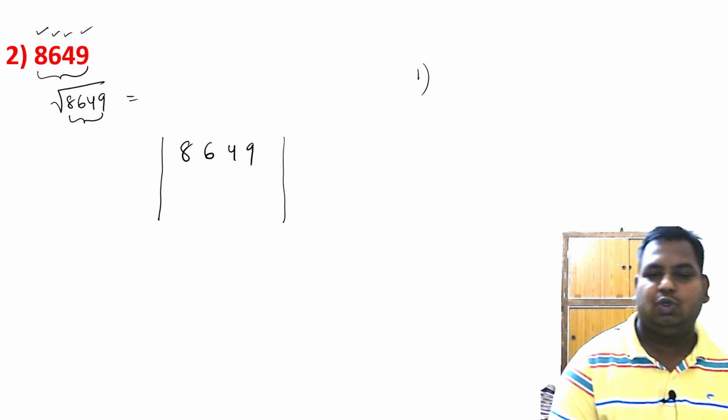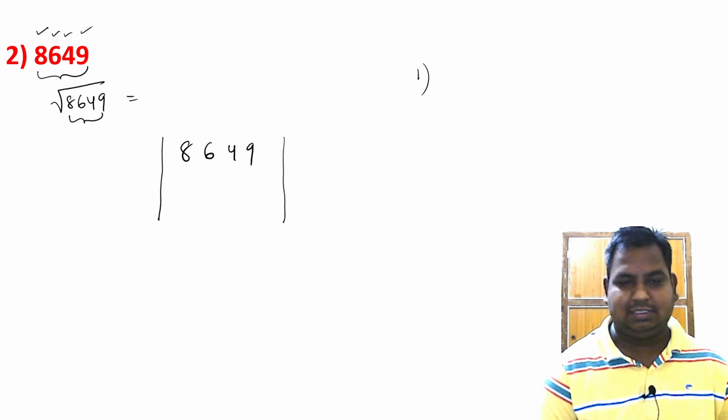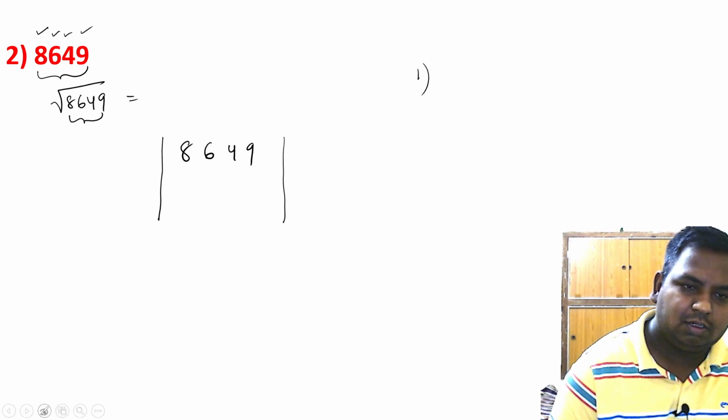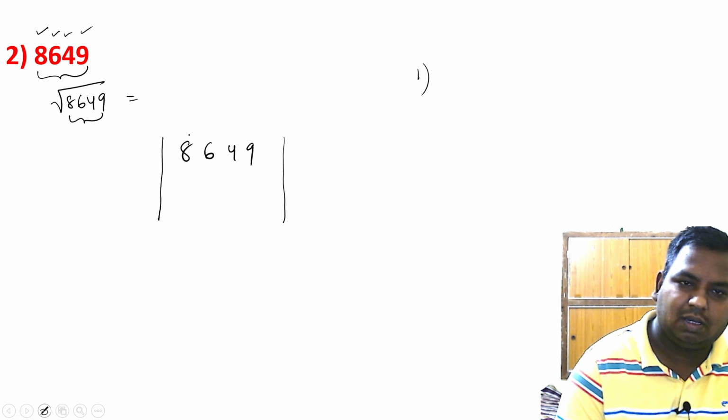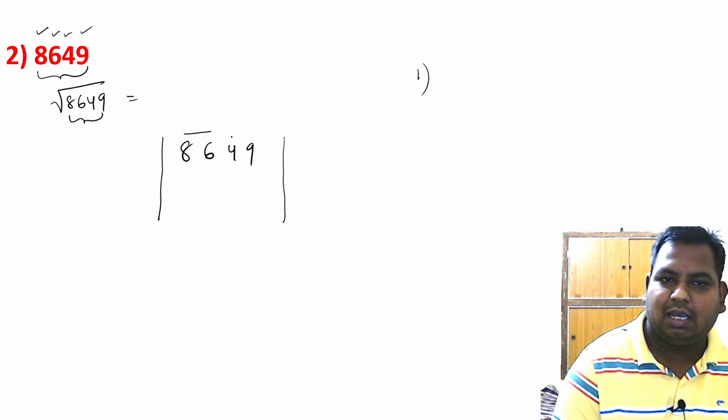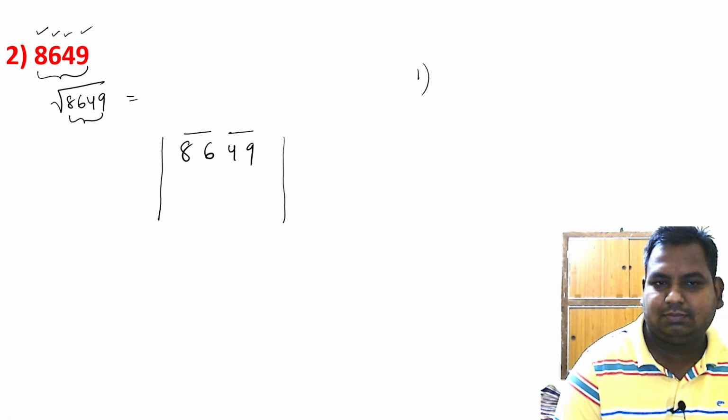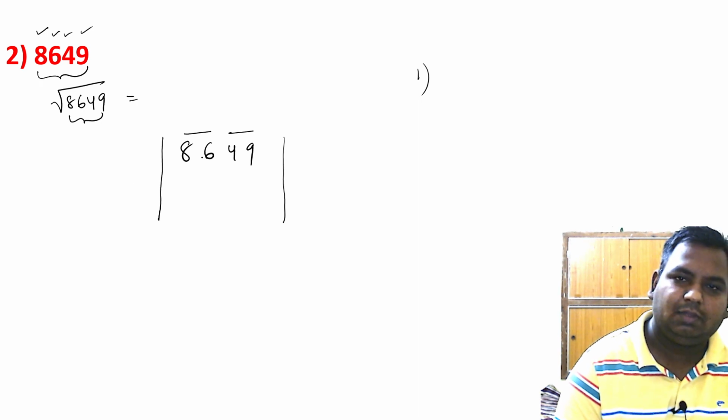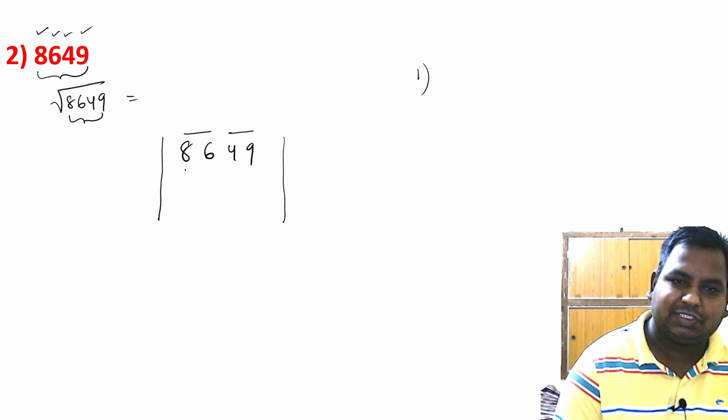Next, what should we do? We need to put a bar on 2 digits. So upon 86 one bar, upon 49 second bar. Next, consider the digits under the first bar. Under the first bar we have 86.